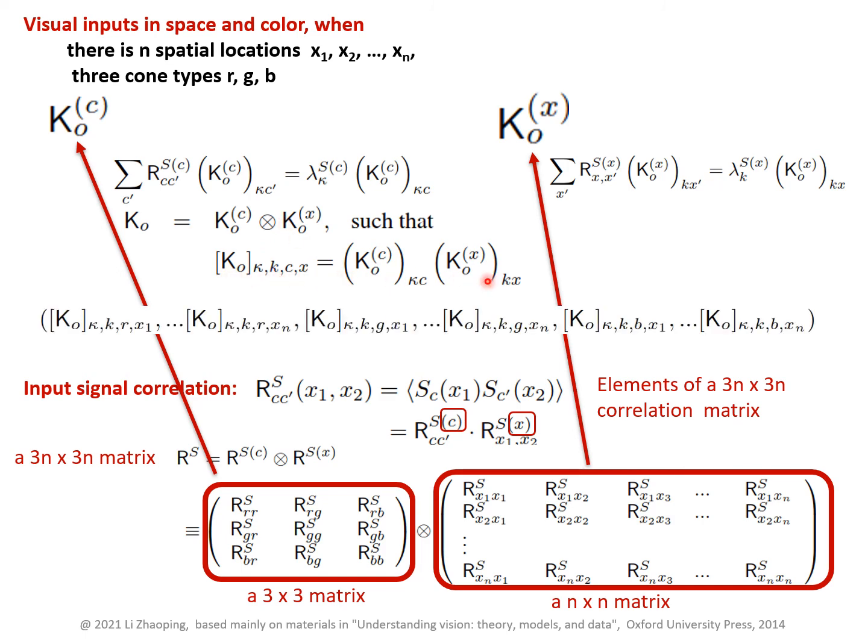Explicitly writing it out, you can see that kappa k indicates the row, and each of its elements is indexed by a color index and a space index. So color, space: red x1 all the way to red xn, and green x1 all the way to green xn, and B for blue, blue x1 to blue xn.